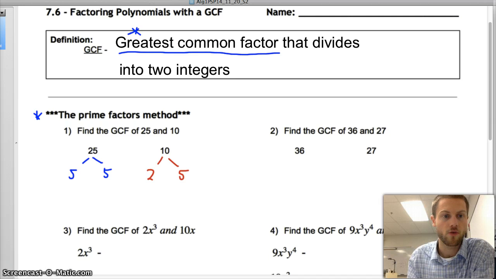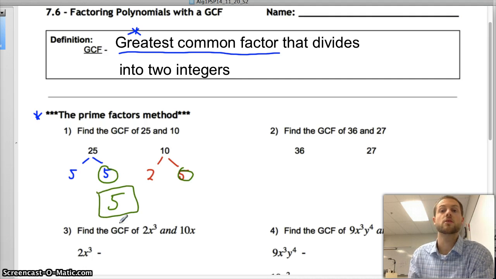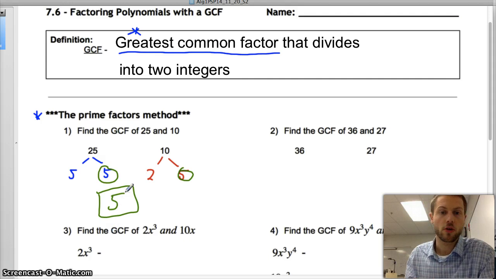So now what we're looking for are the common factors between these two breakdowns. I see a 5 and a 5, and since I have one 5 in common, that's going to be my prime factor. And it looks like that's it. I've got no other common factors, and so this will be my greatest common factor. That's a pretty straightforward one.